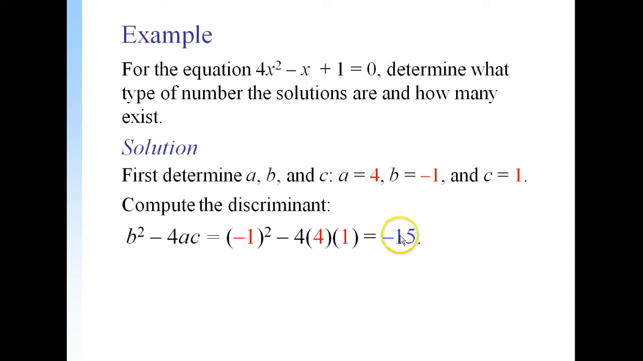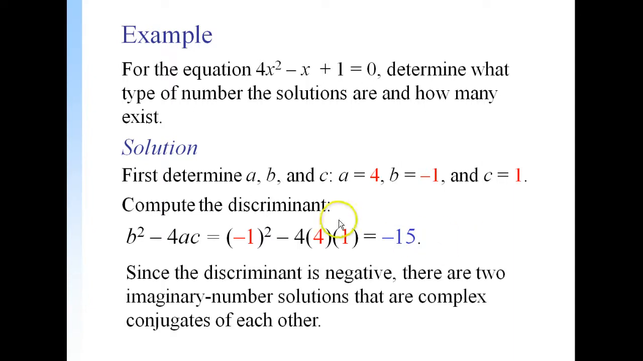This is going to be under the radical. So a negative number under the radical means there are two imaginary number solutions that are complex conjugates of each other. So you're going to have a first part plus something, and a first part minus something.